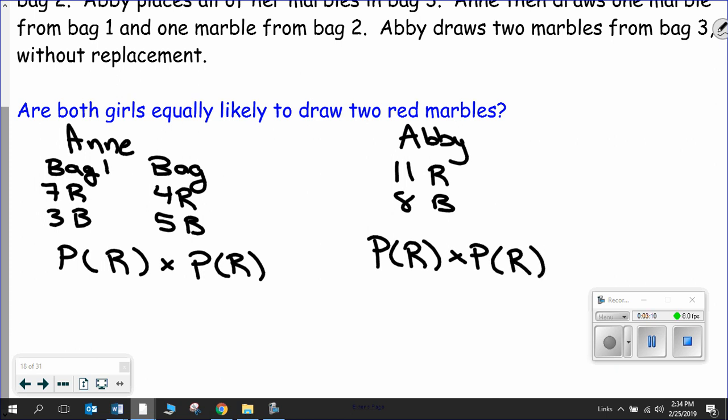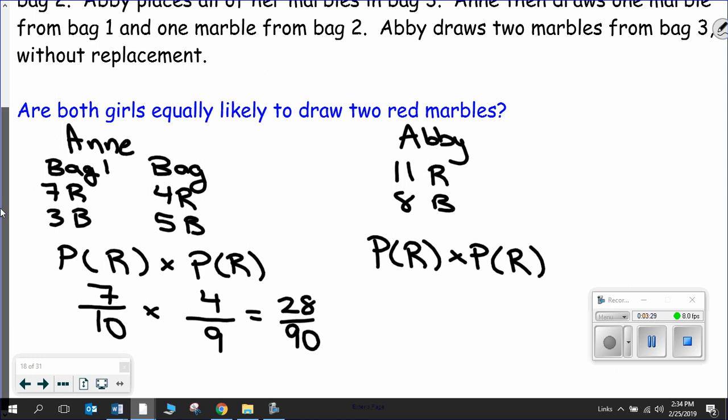So let's start with Anne. So in her first bag, she has 10 marbles, 7 of which are red. In her second bag, she has 9 marbles, and 4 are red. Her probability then is 28 out of 90, which could reduce to 14 out of 45.